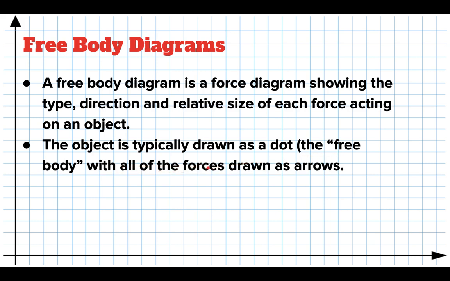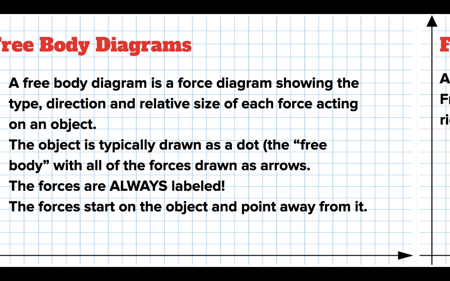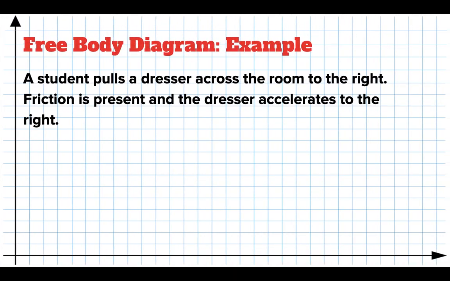And then we're going to draw all the forces as arrows. And we always label our arrows. If you don't label it, it's not a free body diagram. The forces always start on the object and they point away from it. So let's just try an example to kind of put that all together.